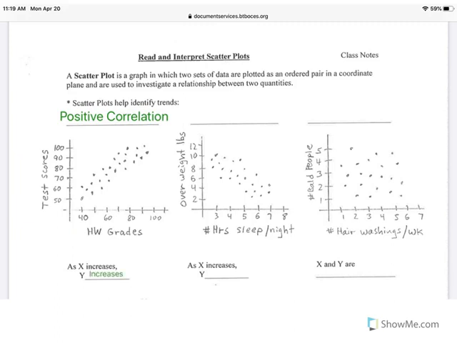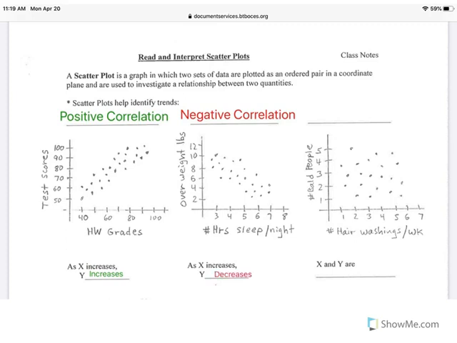In the next graph, as we compare the amount of hours that you sleep each night versus the overweight in pounds, meaning how much you are overweight, you'll see that as the number of hours of sleep increase, the amount of weight that is considered overweight will decrease. So this is called a negative correlation. And as we can see from the graph, as the x increases, the y will decrease.